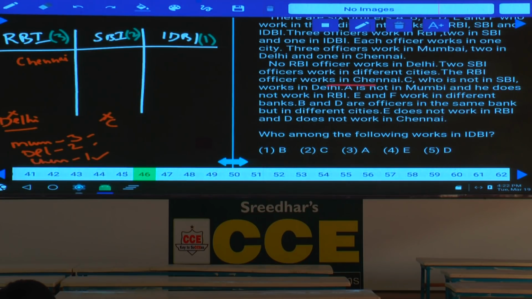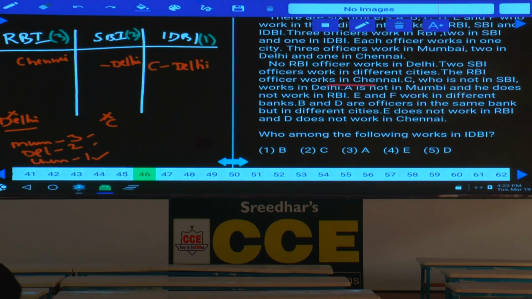Hence where should this C be? C must be from IDBI, and this C is from which place? Delhi. And one of the Delhi is done, and another Delhi must be SBI. Isn't it? Because only 2 persons are from Delhi and RBI officers are not working in Delhi. Hence one in SBI and another one in IDBI. Done with this? Then next one.